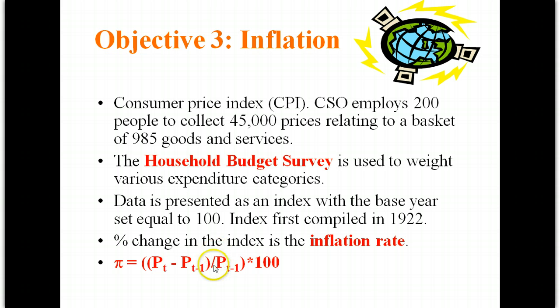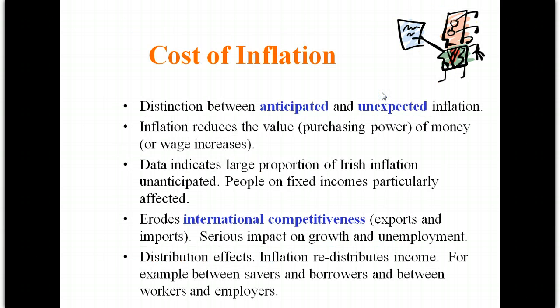103 minus 3, divided by 100, multiplied by 100, will come out at 3%. So you can work out the inflation rate if you have the current and previous value of the consumer price index. The most commonly used measures are the monthly inflation rate, comparing the current value of the consumer price index to what it was in the previous month, and the annual inflation rate, comparing the current value of the CPI to what it was 12 months ago. So you get monthly inflation and annual inflation, and much of the focus tends to be on the annual inflation rate, which gives us a comparison between current prices and what they were 12 months ago.